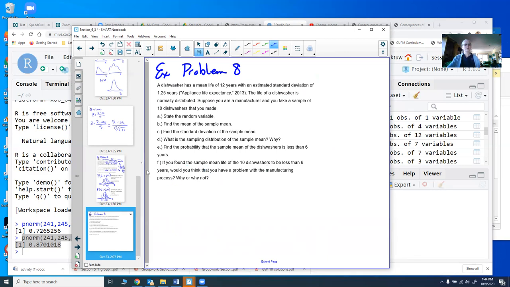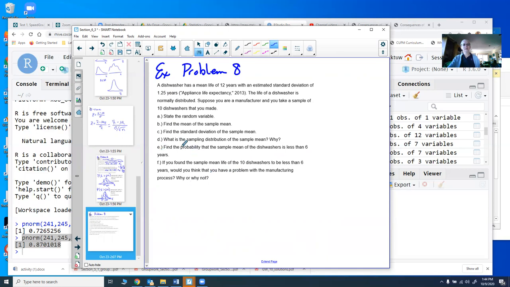The last thing I just want to mention in this problem, again, these calculations would be done the exact same way using R, just changing your mean and your standard deviation. Make sure your standard deviation is divided by the square root of 10 in this case, because your sample size was 10. And the last question says, if you found a sample mean life of 10 dishwashers be less than 6 years, would you think there's a problem with the manufacturing?